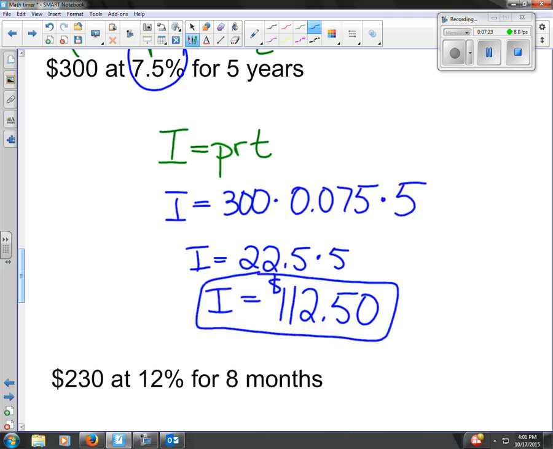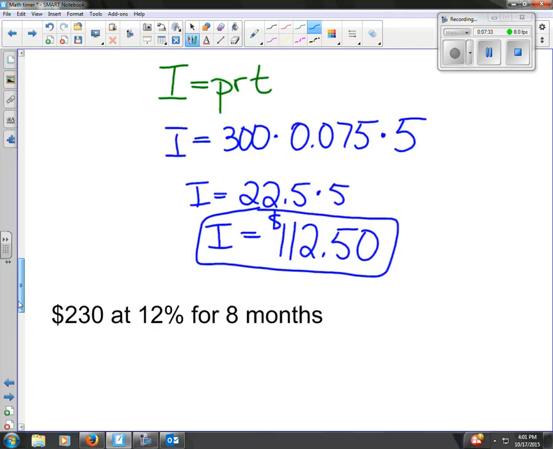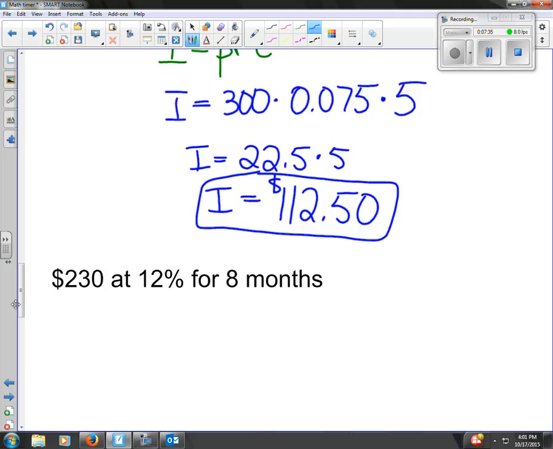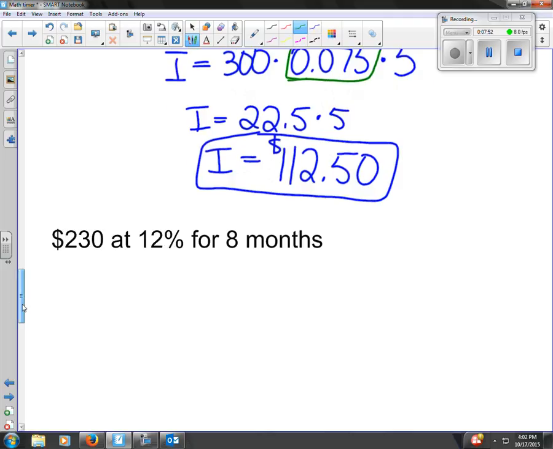So you just take the 300 times 0.075 times your 5, and you get $112.50. So again, is it really hard? No, it's not. It's a matter of using the formula and making sure you don't forget to put the rate as a decimal. That's going to be tricky for some people if you're not paying attention.